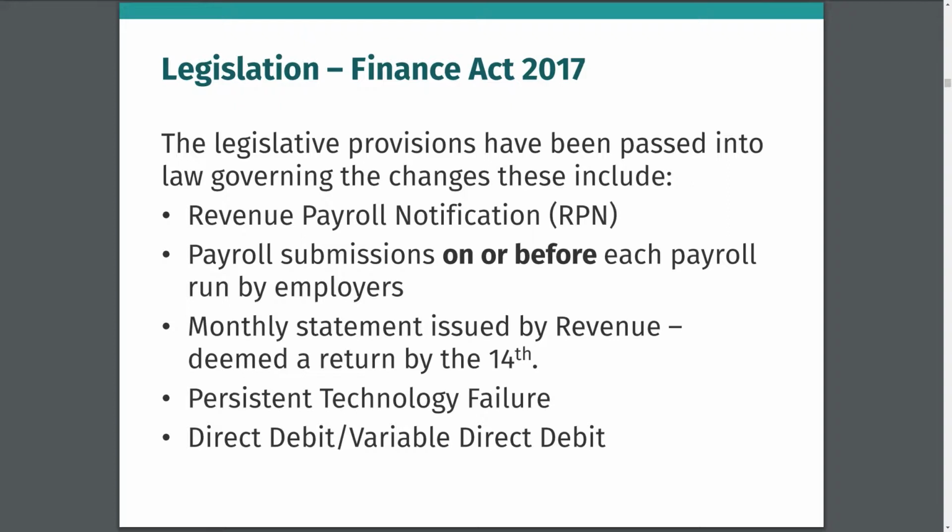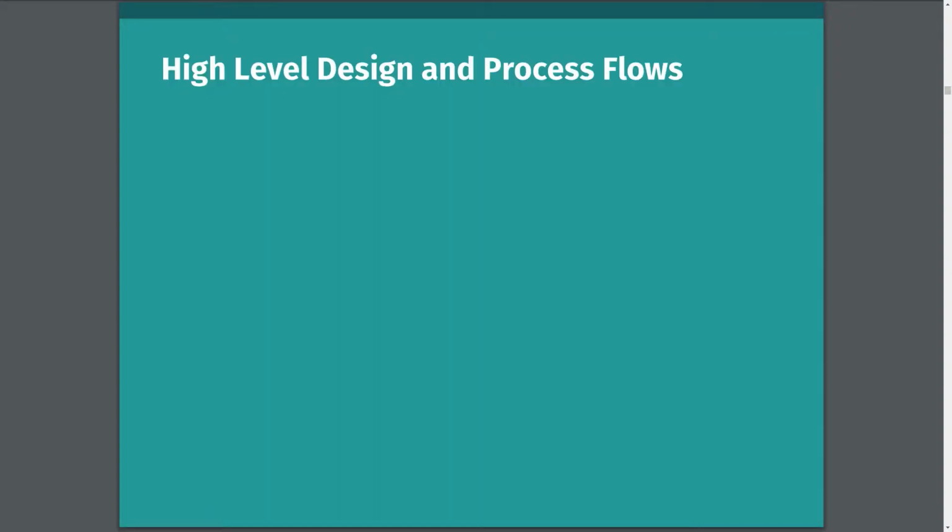If there happens to be a persistent technology failure, so say, for instance, something like the storms that we had more recently where power lines were down and businesses were closed, when the systems come back online, the information can then be uploaded. We will still have the direct debit facility, and we've also built in a variable direct debit where employers can just pay the amount that's due every month as per their statement.